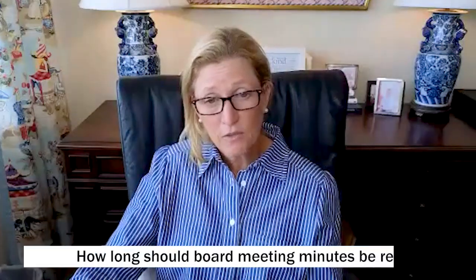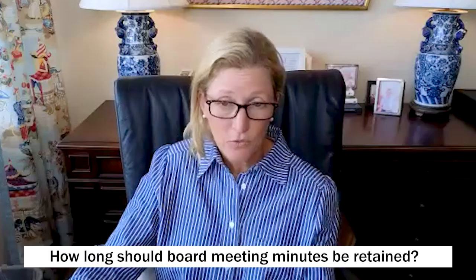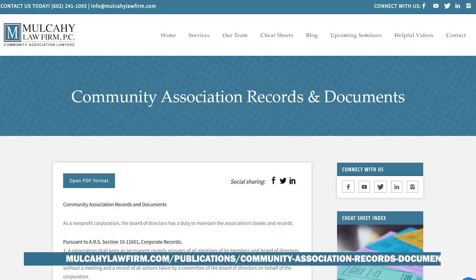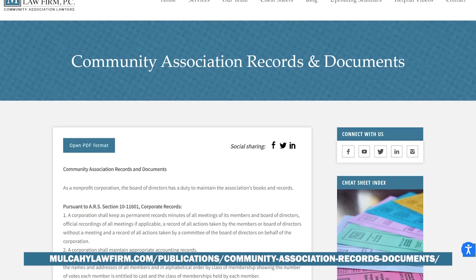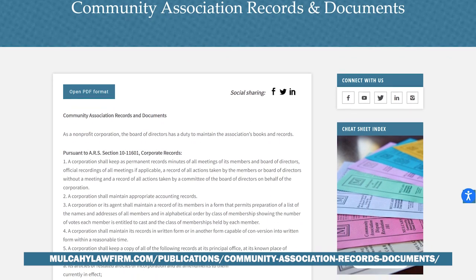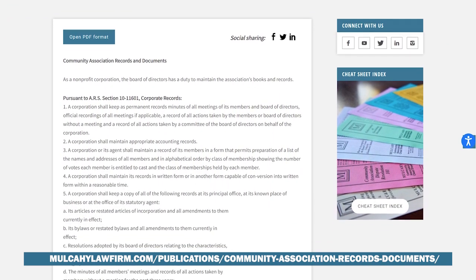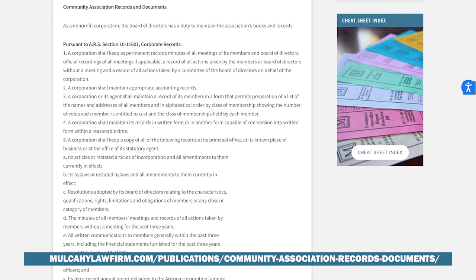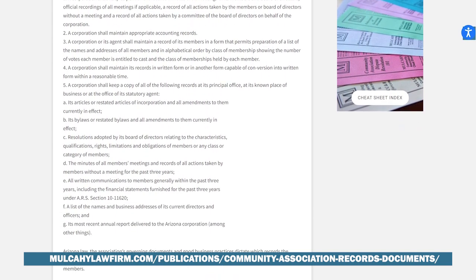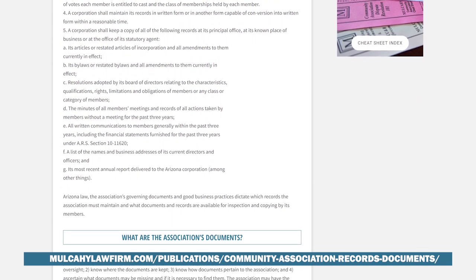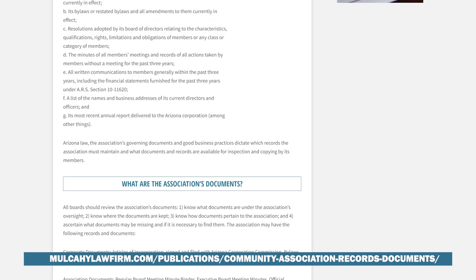Okay, question 26. How long do board meeting minutes need to be saved for? We have a great cheat sheet on this called document retention, or records retention, for associations. Meeting minutes are permanent and they should be saved forever. So do not terminate, do not get rid of those. That's the history of the association. Keep those forever.